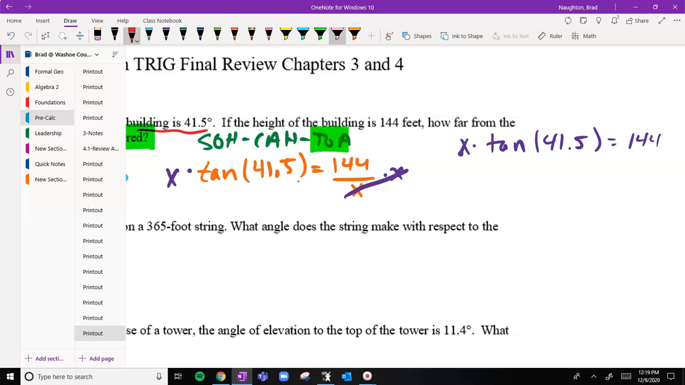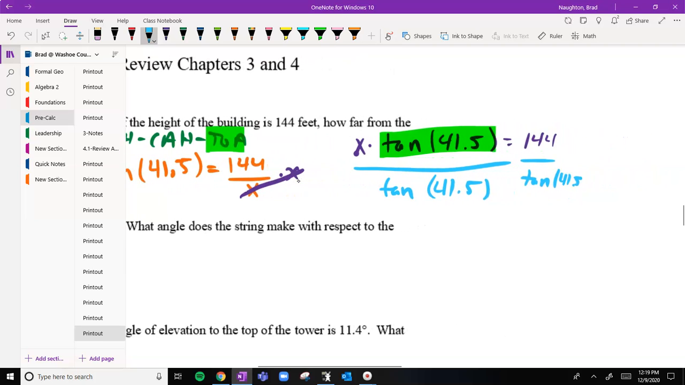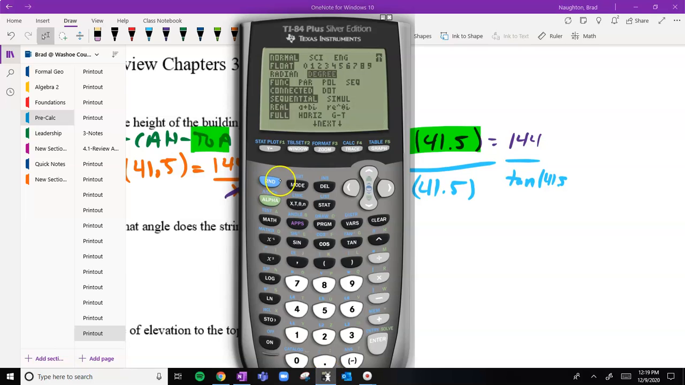Then this tangent right here is a ratio. It's a number. So we can divide both sides and make my life a little bit easier. So we'll divide both sides by tan 41.5, tan 41.5. And then we can put that into the calculator just as is.